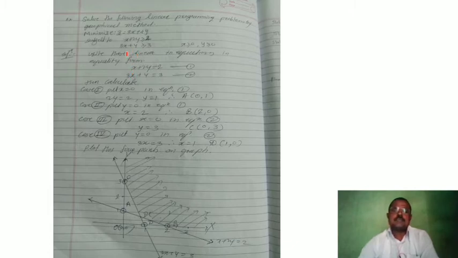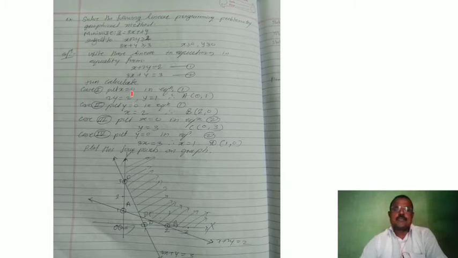See, we have to write these inequalities in equality form, that is, in equation form. First is x plus 2y is greater than or equal to 2, we have to write x plus 2y is equal to 2, equation number 1. Next, 3x plus y is greater than or equal to 3, we have to write 3x plus y is equal to 3, equation number 2. These are two equations. To solve these, we have to calculate the points A, B, C and D.